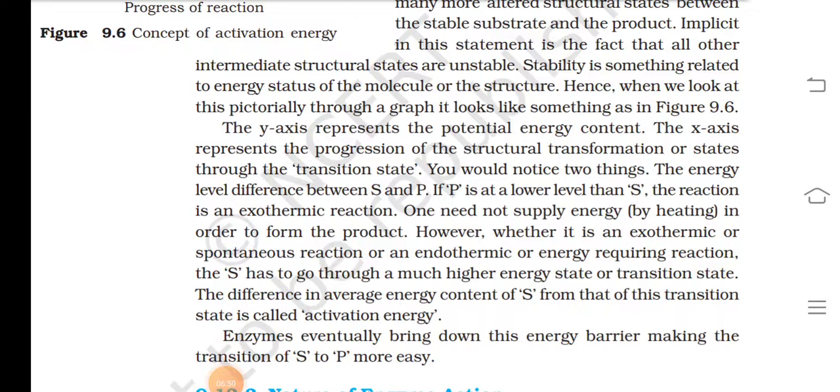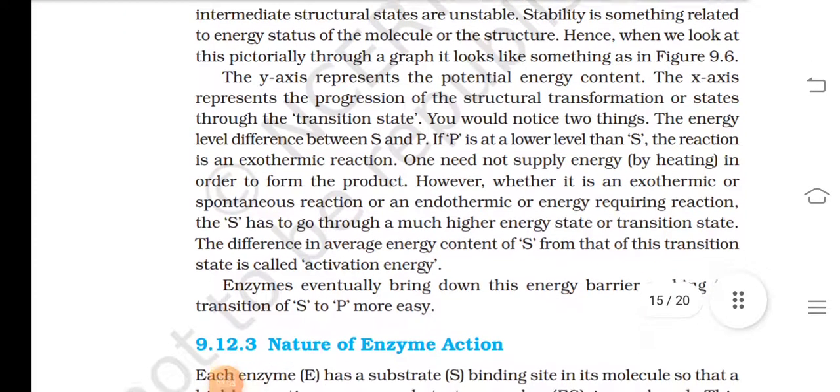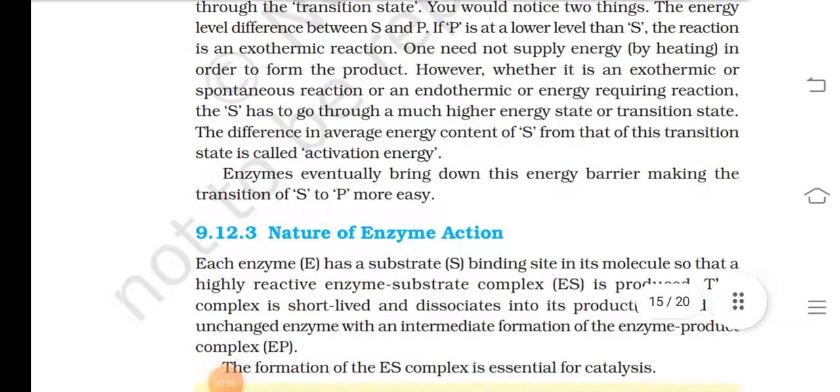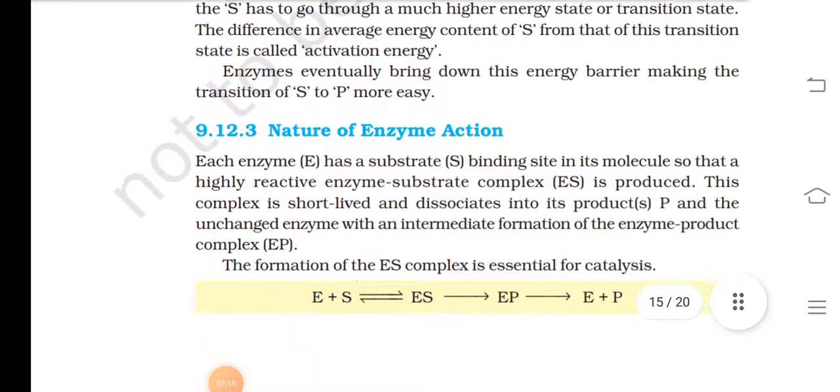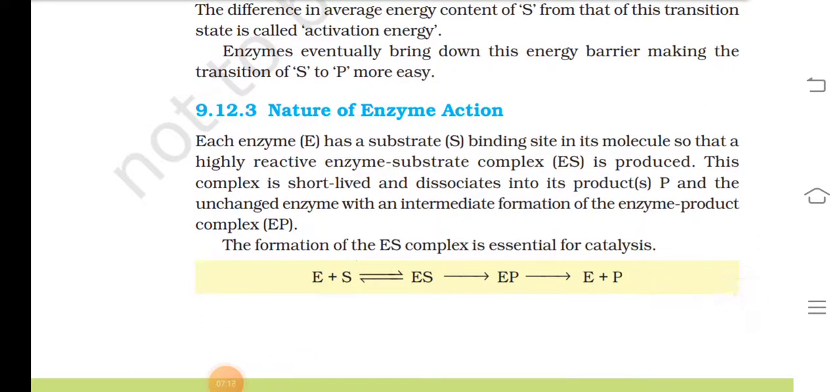However, whether it is an exothermic or spontaneous reaction, or an endothermic or energy requiring reaction, the S has to go through a much higher energy state, or transition state. The difference in average energy content of S from that of this transition state is called activation energy. Enzymes eventually bring down this energy barrier, making the transition of S to P easier.